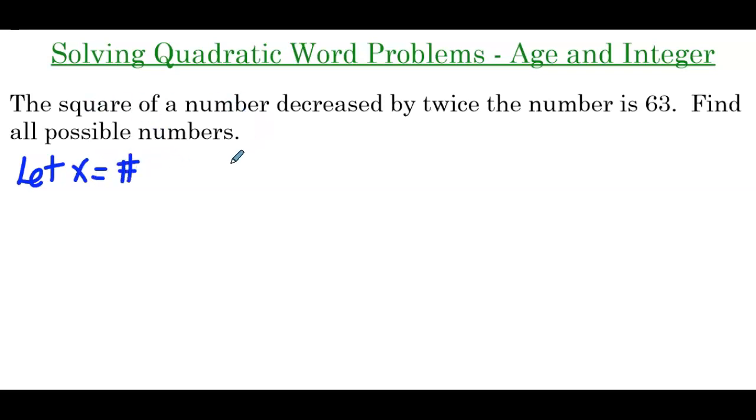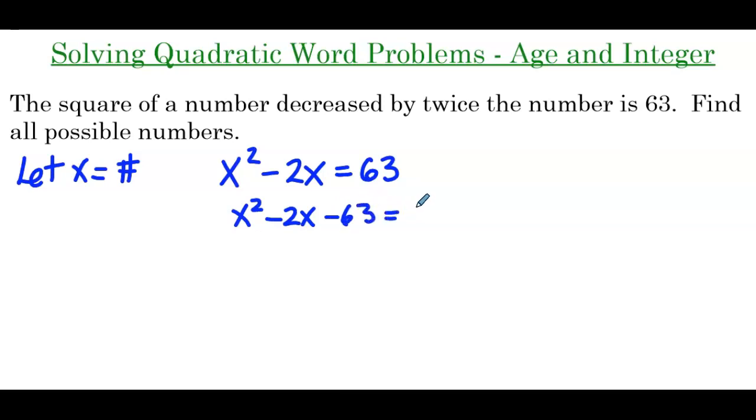So the square of a number, so x squared, decreased by twice the number, so minus 2x, is 63, so equals 63. We have a quadratic equation. In order to solve, we need it equal to 0. So we'll subtract 63 from both sides. So we have x squared minus 2x minus 63 equals 0.